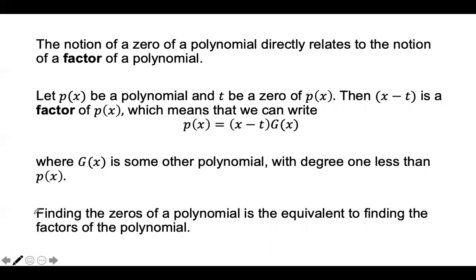So the notion of a zero of a polynomial directly relates to the notion of a factor of a polynomial. Let p(x) be a polynomial and t be a zero or a root. Then x minus t is a factor of the polynomial, which means we can rewrite it as x minus t, this factor, times g(x), where g(x) is another polynomial with a degree 1 less than the original polynomial p(x). So finding the zeros of a polynomial is equivalent to finding the factors of that polynomial.